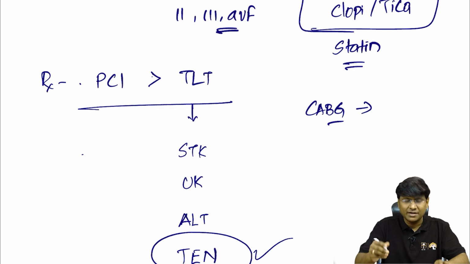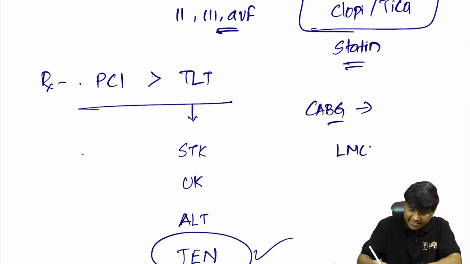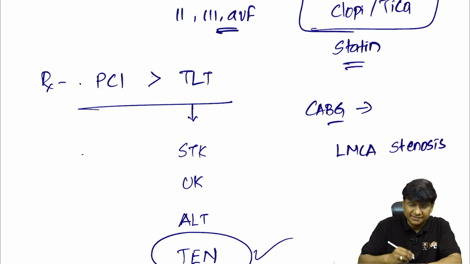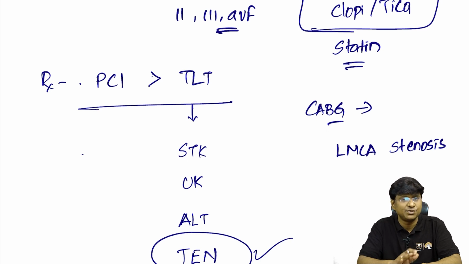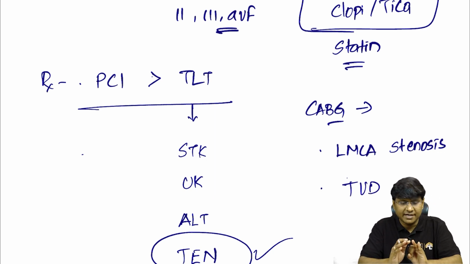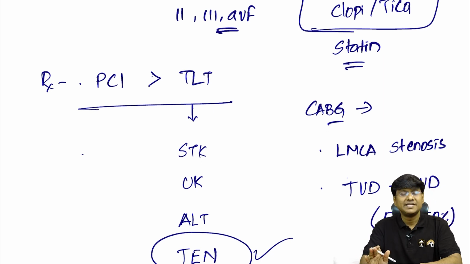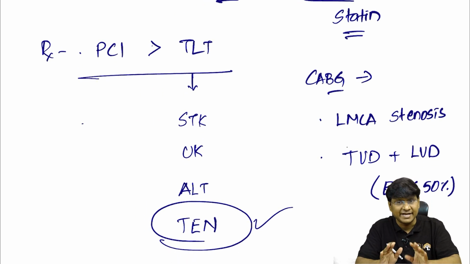And the other way by which you can treat is by doing CABG, that is coronary artery bypass graft. What is the indication? If there is significant left main coronary artery stenosis, you need to do CABG, right? The next is if there is triple vessel disease, involving the right coronary artery, left anterior descending artery and left circumflex artery. Along with that, if there is left ventricular dysfunction where the ejection fraction is less than 50%, then you need to do CABG, that is coronary artery bypass graft, right?